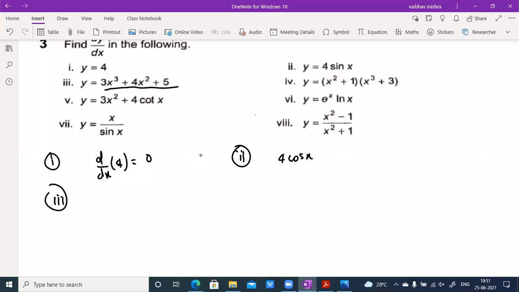6x square plus 8x. Why 6? This is already 3, na? 3 into 3... sorry, 9x square plus 8x. Okay, right.